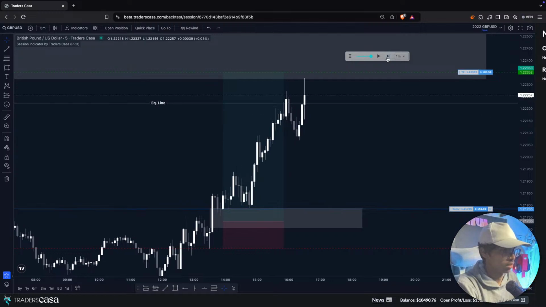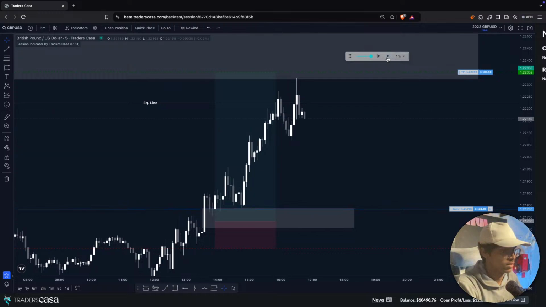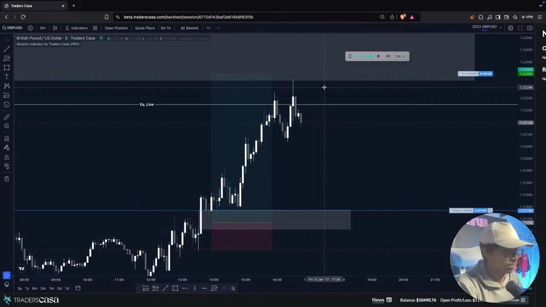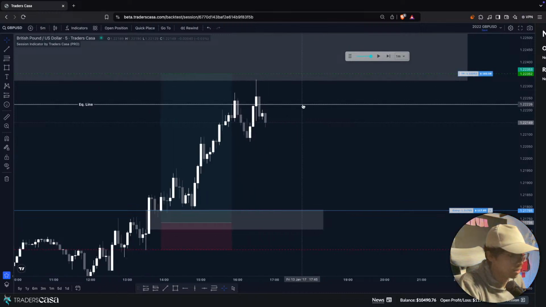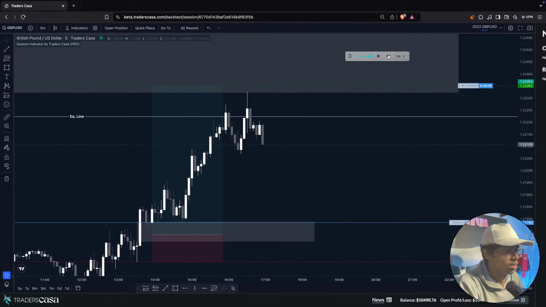See this little, it's untouched. Can there be a reason for the price to come back? Okay, there's a little fair value gap. Just there can be a reason it should come back. Okay, the price is going to reverse.